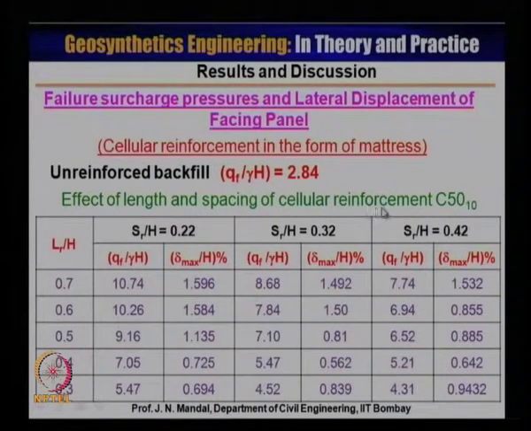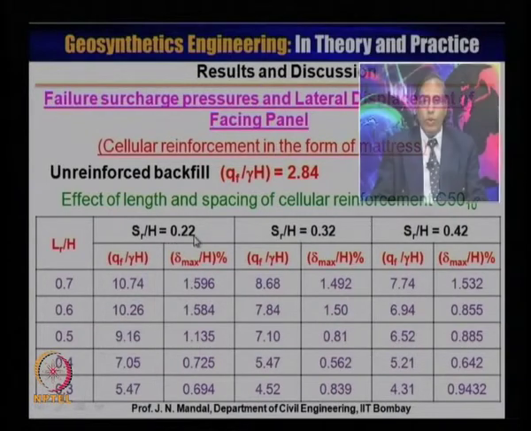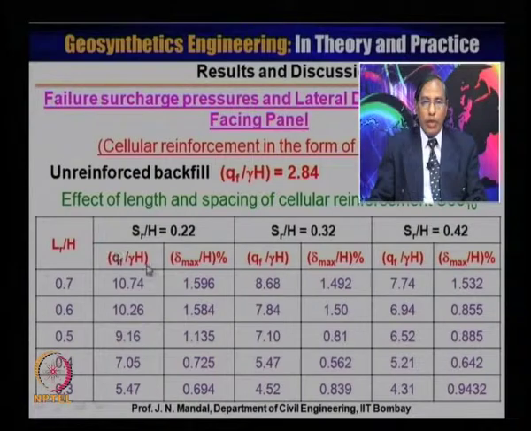Effect of length and spacing of cellular reinforcement C 50 and 10. You can see defined values of LR by H, the length of the reinforcement by height of the wall, and SR by H of 0.22, 0.32 and 0.42. So, you will have the QL by gamma H value for SR by H equal to 0.22; for SR by H 0.32, you can have QR by gamma H and delta max by H values; and for SR by H 0.42, you can have QA by gamma H and SM by H values.